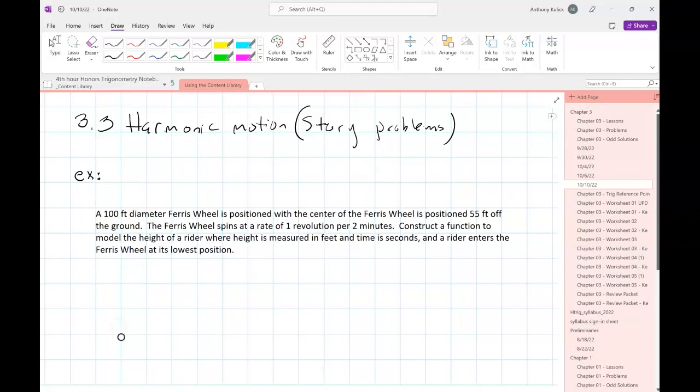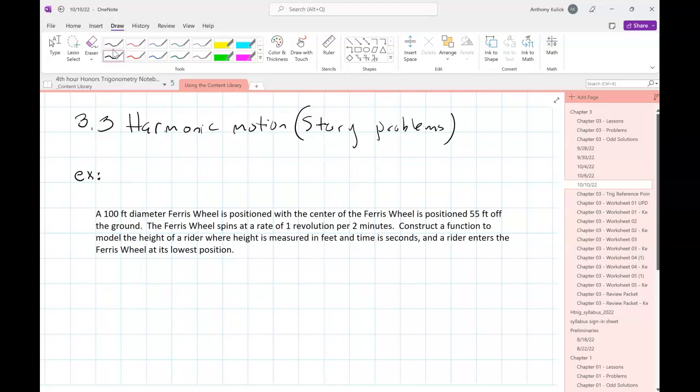So here it says we have a 100-foot diameter Ferris wheel positioned where the center of the Ferris wheel is 55 feet off the ground. The Ferris wheel spins at a rate of 1 revolution per 2 minutes. We're asked to construct a function to model the height of a rider, where height is measured in feet and time in seconds. And the rider enters the Ferris wheel at its lowest position.